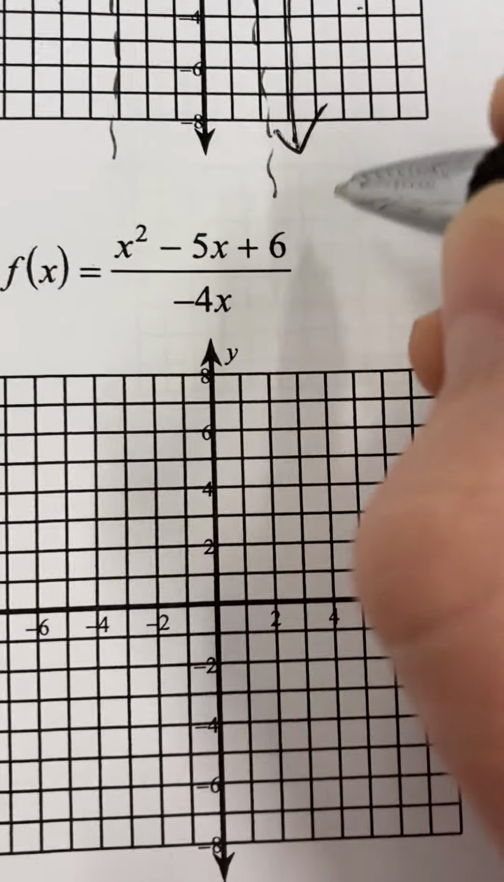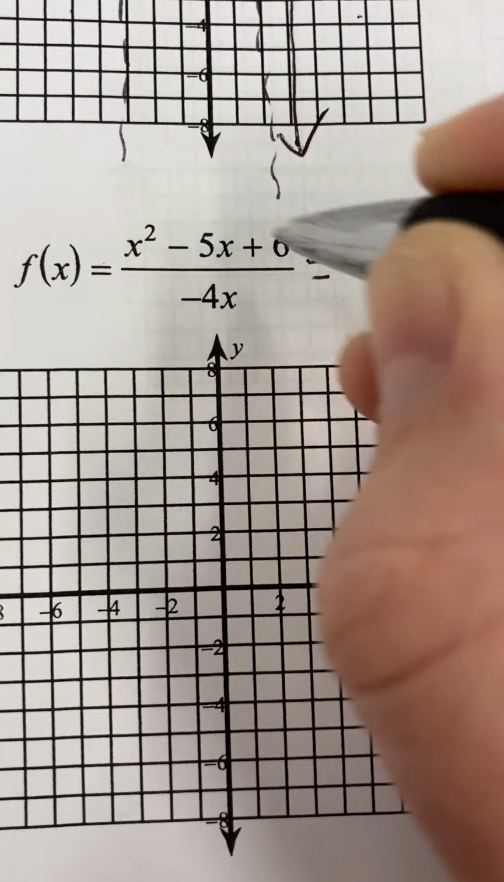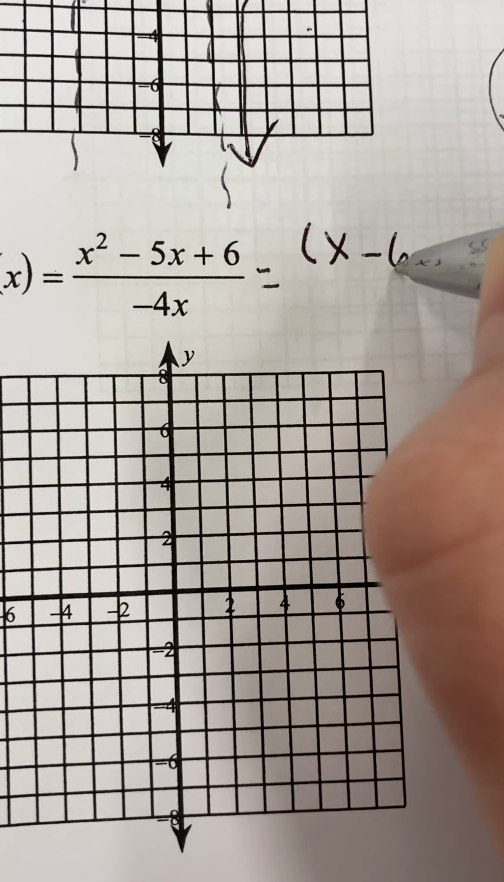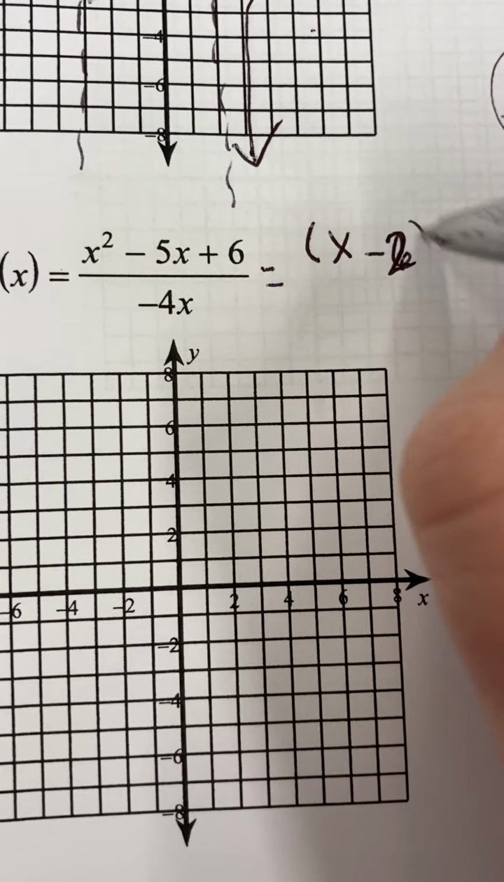Okay, so the first thing you're going to do is factor this out. Let's see, we're going to do x minus, no, we need to do x minus 2, x minus 3.